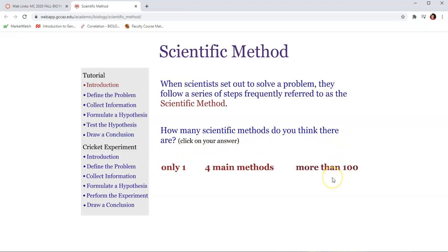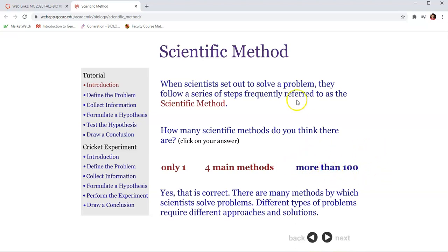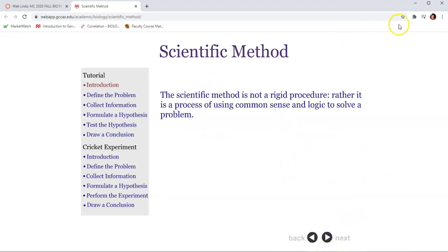It's like asking how many different ways there are to get to Flagstaff, or how many different ways there are to get to Amarillo, Texas. You can go about the scientific method in different ways. What is important is what the end result is. So that's the correct answer.